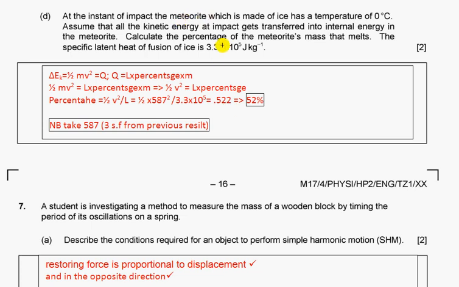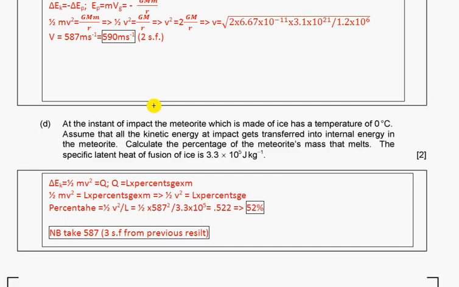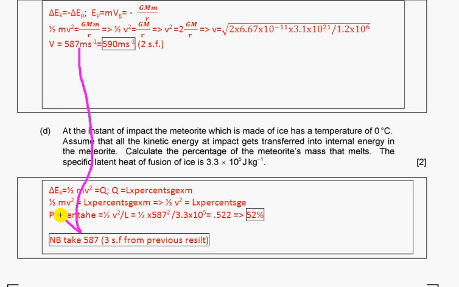At the instant of impact, the meteorite, which is made of ice, has temperature 0. Assume that all kinetic energy gets transferred into thermal. Calculate the percentage of the meteorite's mass that melts, given the specific latent heat of fusion. So kinetic energy turns into heat, and the energy required equals L times percentage multiplied by mass. So all kinetic energy has melted some percentage of mass, right. So we rearrange and we get 52%, 2 significant figures. Here, attention: when you use the speed, use the speed with 3 significant figures, not with 2. So 2 you give in the answer, but for the next step you should use 3 significant figures.